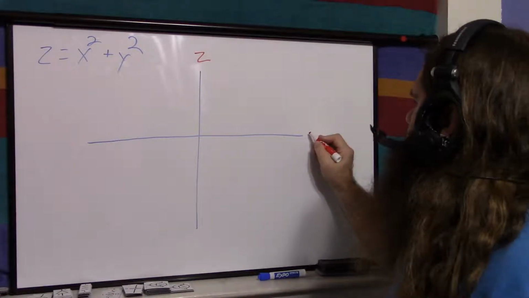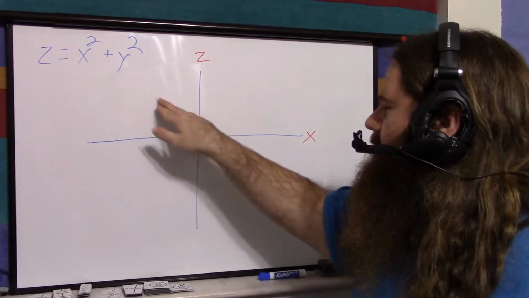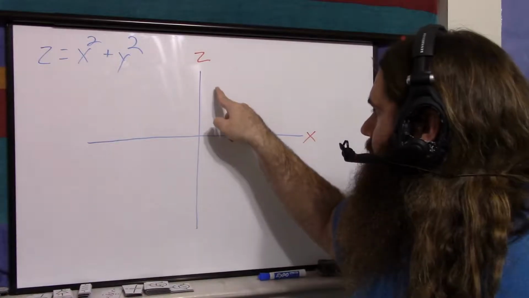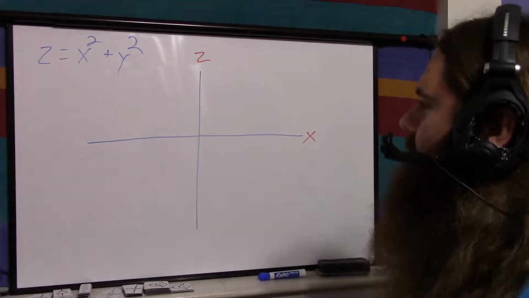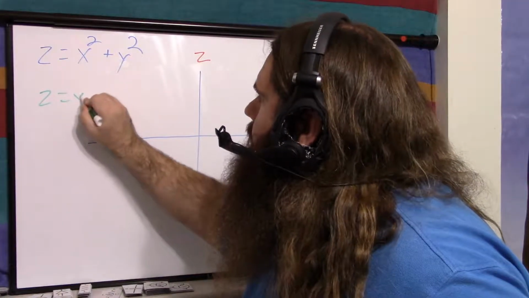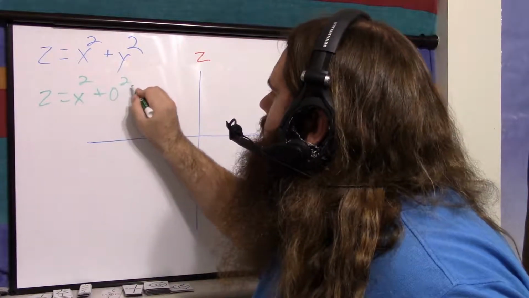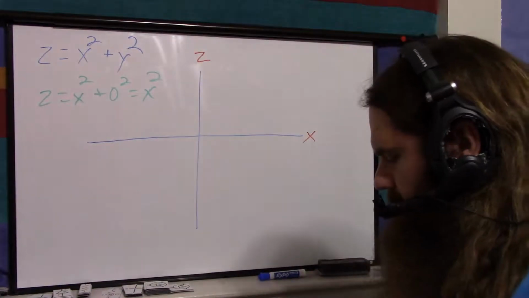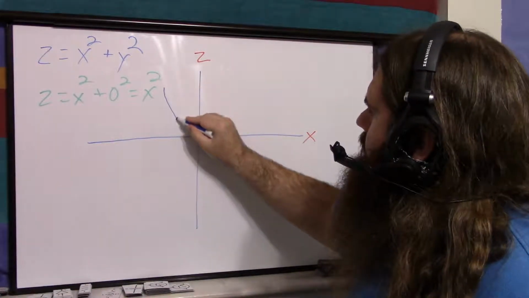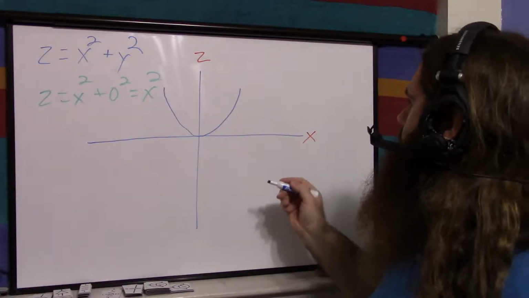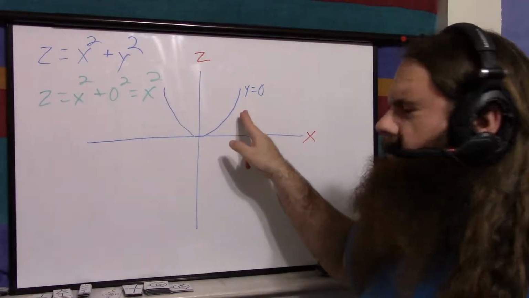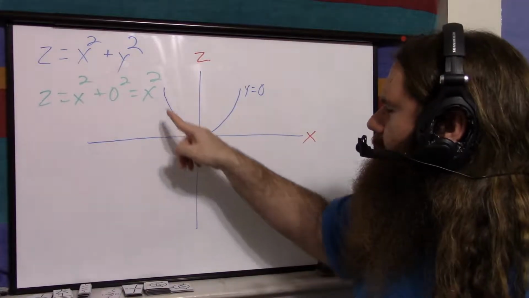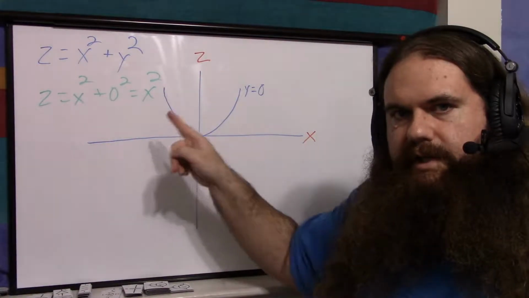So this will be the x-axis. We're going to vary x and find what z is for one particular y. Well, what is that? That's z equals x squared plus 0 squared equals x squared. That's a parabola. So we just get our nice parabola, and we write y equals 0 next to it to say if your y is 0, then this is what happens to your z as you change x.